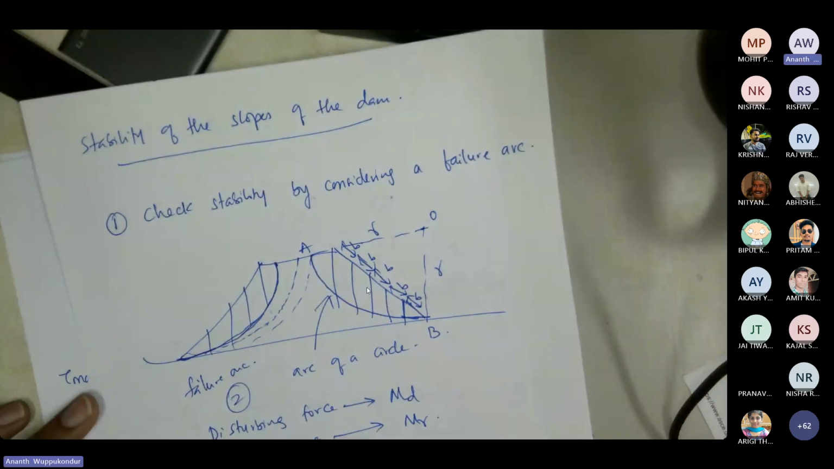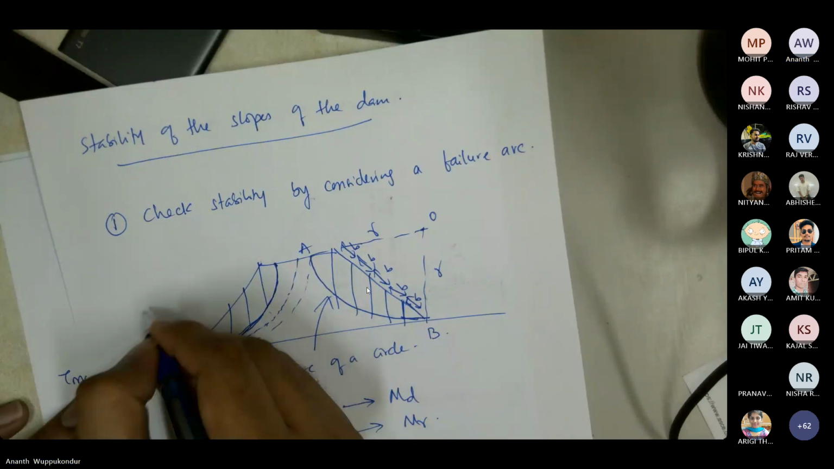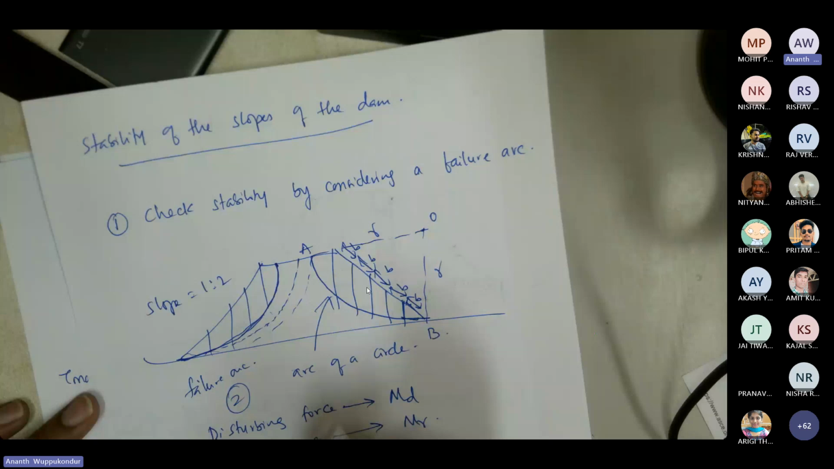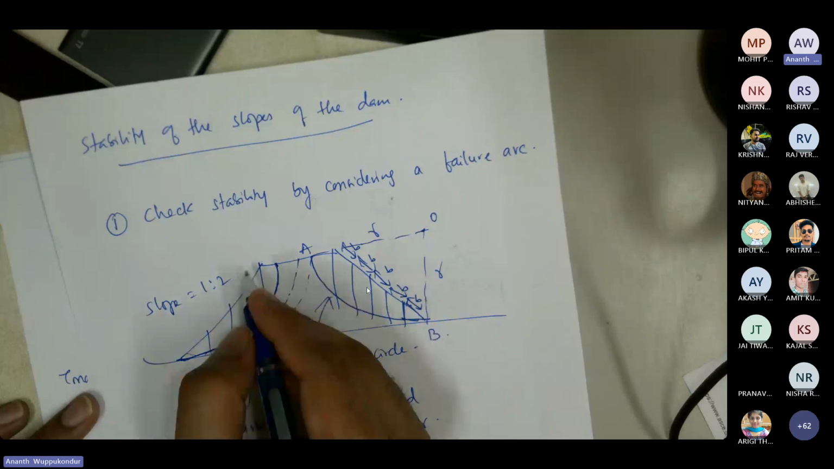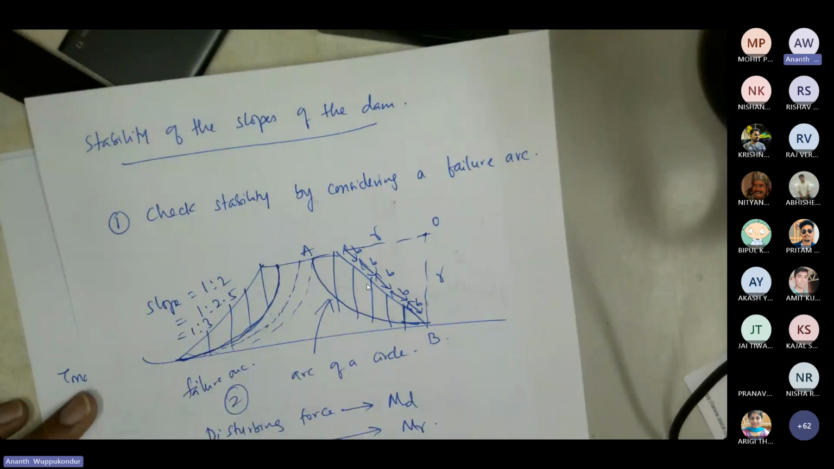So if the slope is unstable or the factor of safety is less than 1.5, then you need to revise the slope. So if your initial slope was 1 in 2 and you observe failure, then you may need to change the slope. So for example, you may need to change it to 1 in 2.5 or 1 in 3. And then repeat the process of this failure arc.